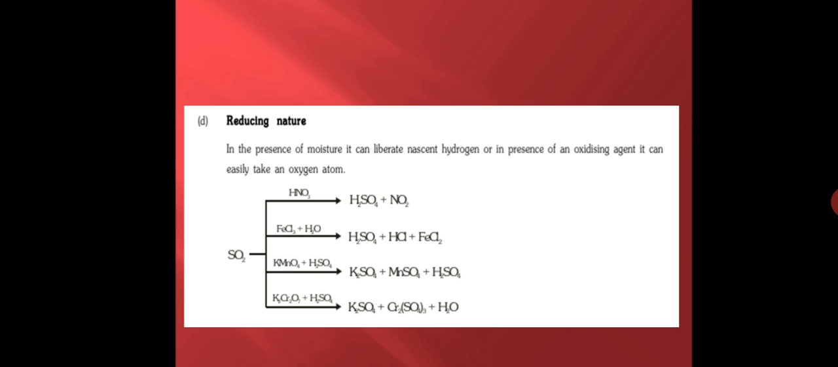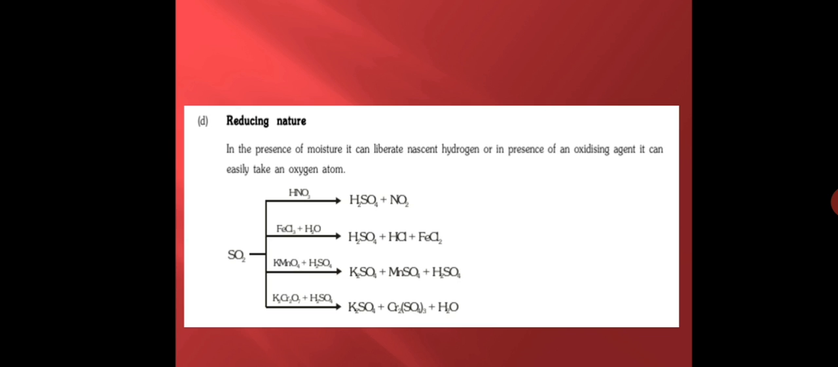Now second reaction, we can see sulfur dioxide reacts with ferric chloride in presence of an acidic medium, or in presence of moisture. We will see that the ferric chloride is converted to ferrous chloride plus H2SO4 plus HCl. Now here again we see that the ferric ions are converted to ferrous ions.